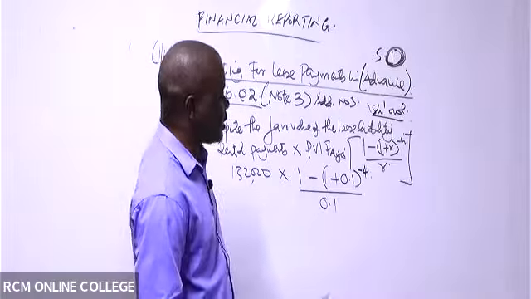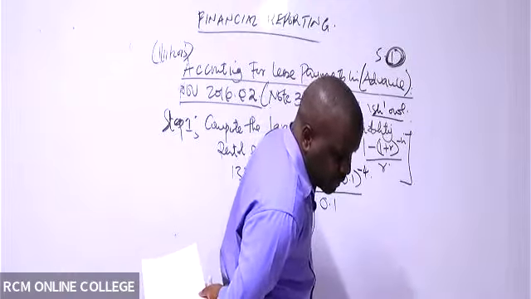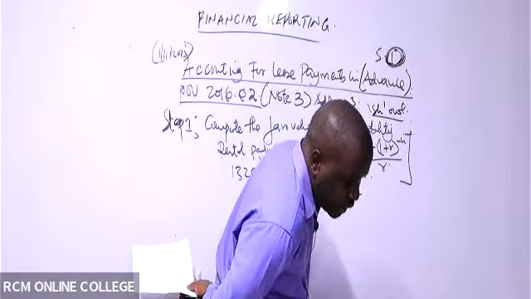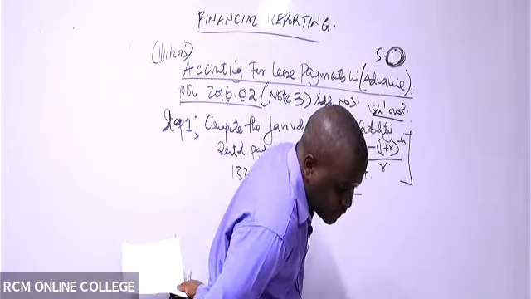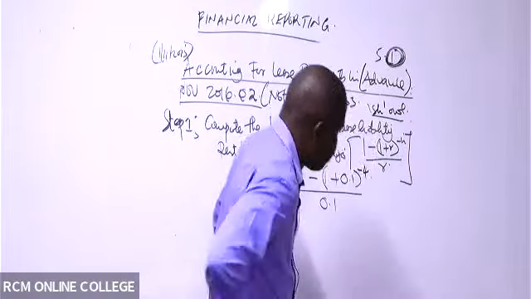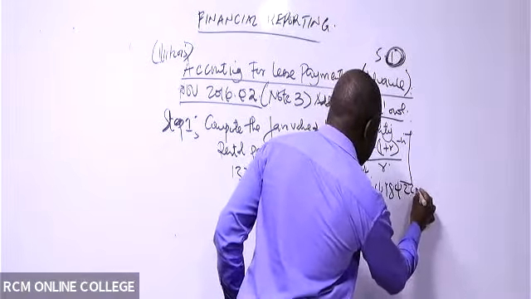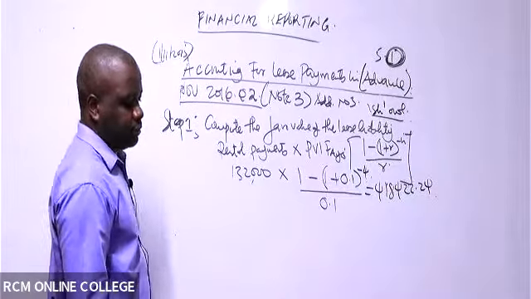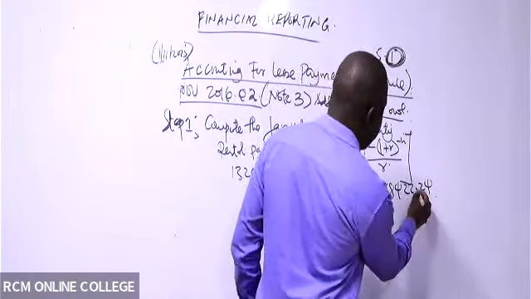I want to get almost an exact figure. I can say 418, 422.24. So no problem. That's what you're having to get. 418, 422.24.